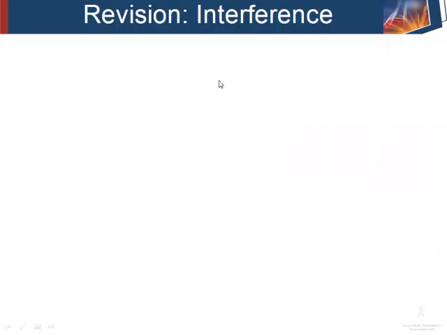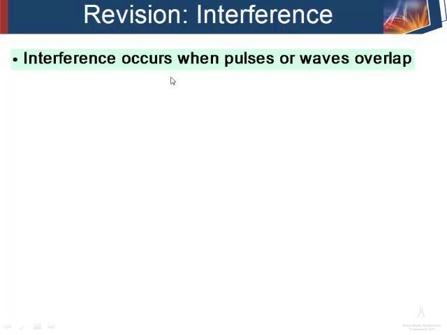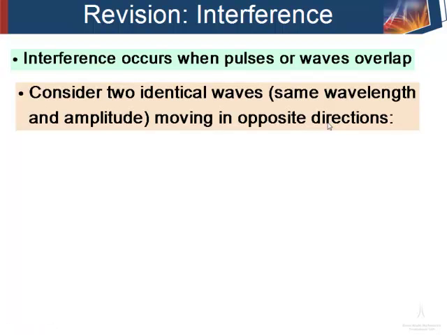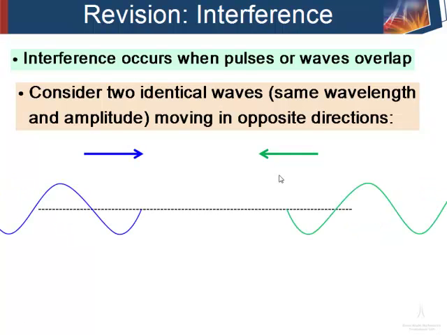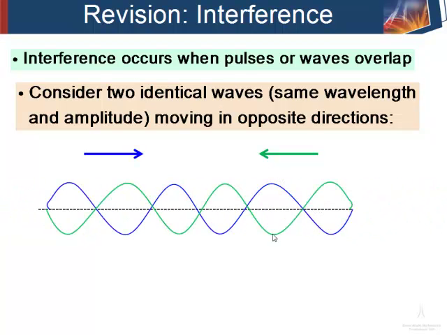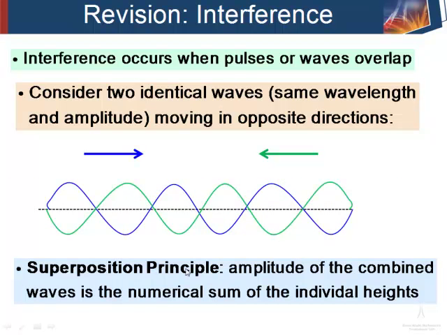We used the concept of interference to explain some of the diffraction patterns that we have observed. Let's quickly revise in case you have forgotten what interference is. Interference occurs when pulses or waves overlap, and if you consider two identical waves of the same wavelength and same amplitude moving in opposite directions like this, according to the superposition principle, the amplitude of the combined waves is the numerical sum of the individual heights of the original waves.